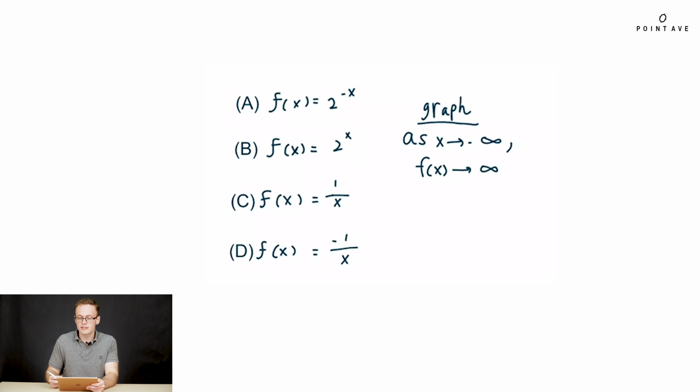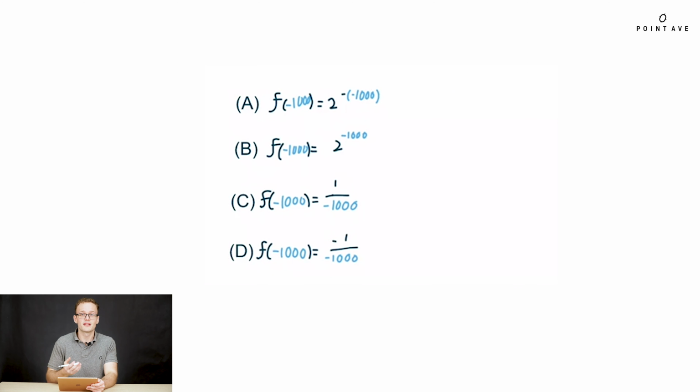So in this case, to test negative infinity, let's plug in x equals -1000, a pretty big number. So we evaluate f of -1000 for each of these answer choices, and simplifying, for A, we get 2 to the 1000. That's a very, very large number, so we can say that it just goes to infinity, positive infinity, which is what we wanted from our graph.